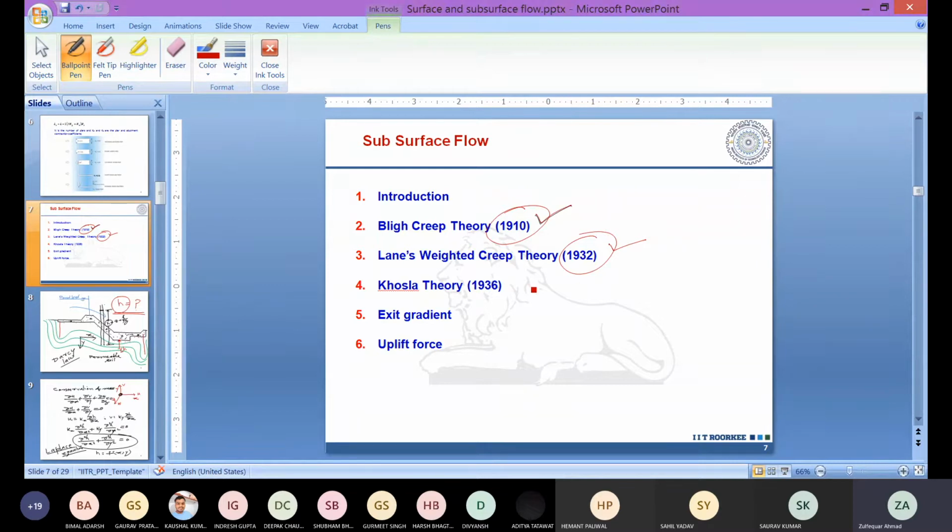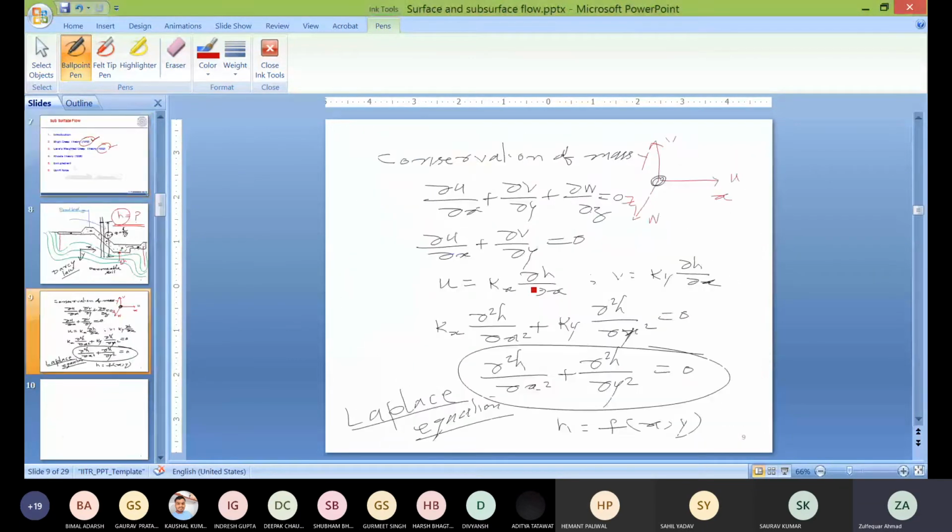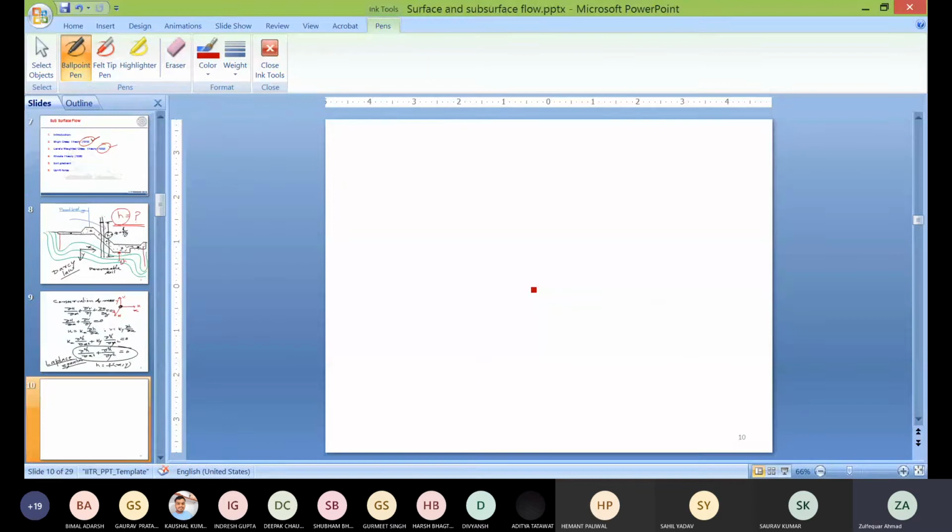And I think you know that Khosla was an alumnus of our institute of 1910. Okay. So first, let us talk about the creep theory. I will share this slide with you, but let me explain here.